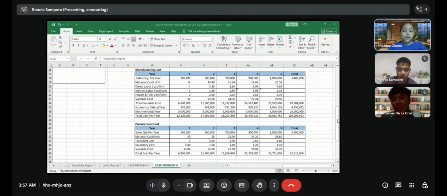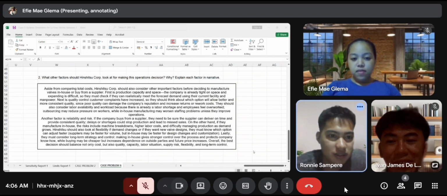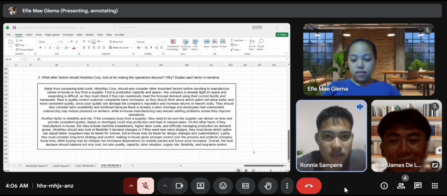So, based on the 5-year cost analysis, purchasing the bulk components from the market is more economical than manufacturing them in-house. So, the total procurement cost of 92,310,000 pesos is 26,929,672 pesos lower than the manufacturing cost of 119,239,672 pesos. In case problem 6, the question is, what other factors should Hinshitsu Corp look at for making this operational decision? Why? Explain each factor in narrative.